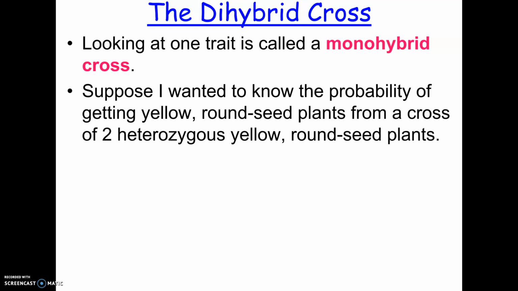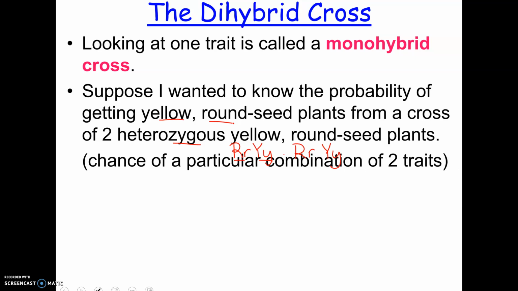For example, let's say that we take two yellow round seed plants that are heterozygous. In other words, they're big R, little r for being round, and they're also big Y, little y for being yellow. So that's two completely separate traits. But what if they said, we want to know if you cross these two parents, what are the chances that their offspring will be yellow and have round seeds? So they're asking for the chance of a particular combination of two traits.